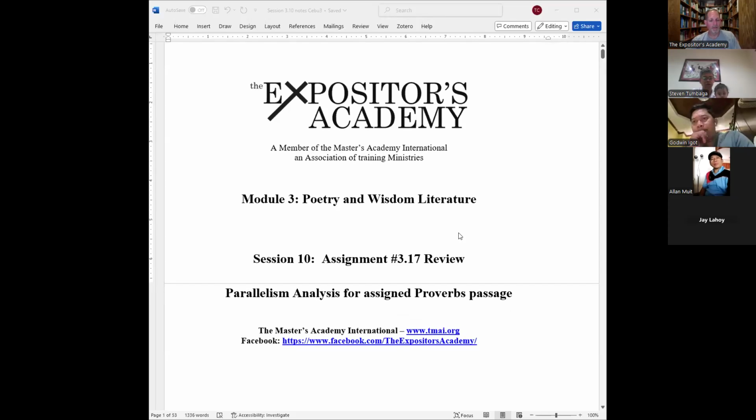Well, as I just said, today our focus is going to be on reviewing assignment 3.17, which is the parallelism analysis for your assigned Proverbs passage. And we did this, of course, for the Psalms, your Psalm text, right? You've gone through all these steps. So it's the same steps, same assignment for Proverbs, but there are a few details or things to keep in mind, pay attention to when we do Proverbs.